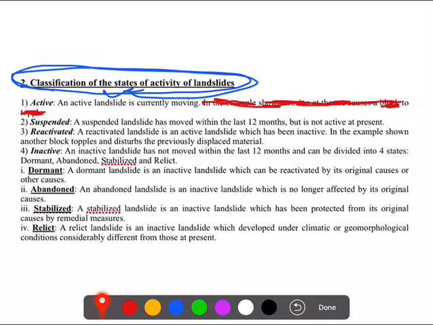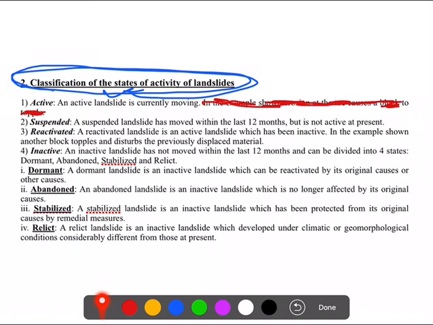Then the reactivated landslide. What is a reactivated landslide? It is an active landslide which has been inactive. An active landslide is a currently moving landslide, but reactivated means it's an active landslide that at this moment is in a state of inactiveness. It may be reactivated in the near future, like tomorrow or the day after, but at this stage it is not moving. So that is reactivated.